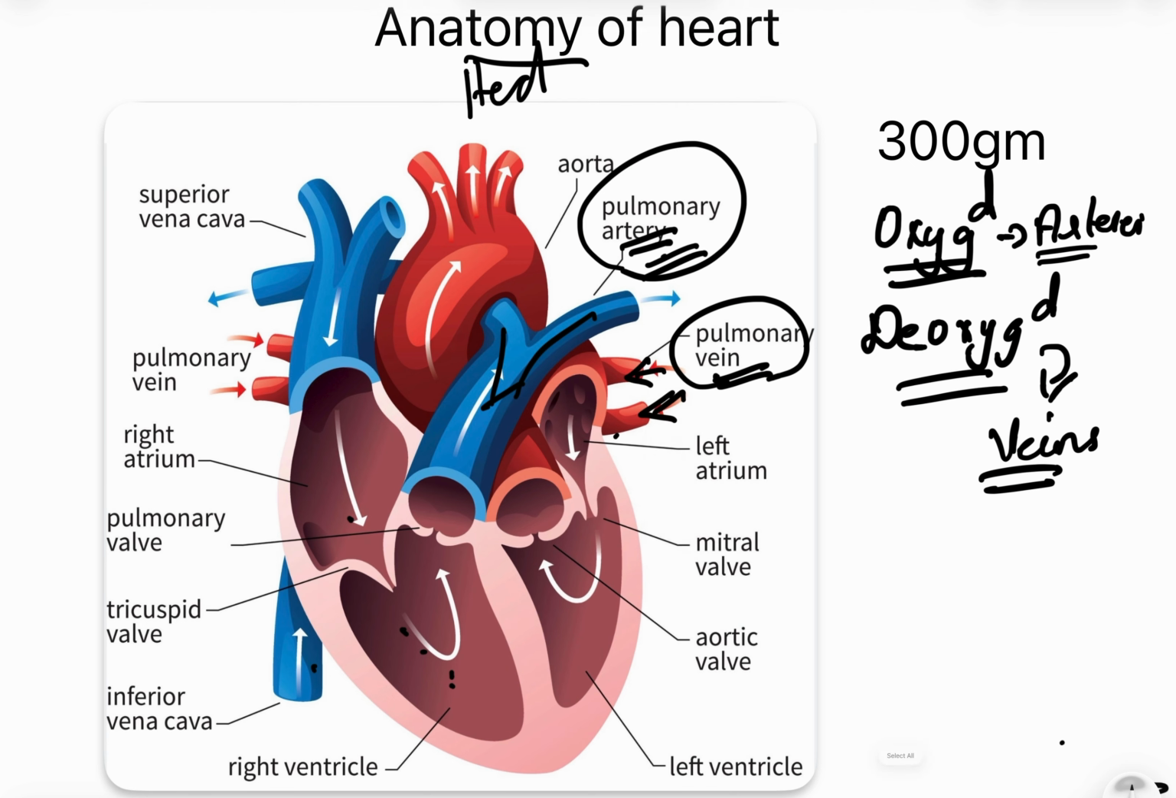Okay, the pulmonary artery carries deoxygenated blood from the heart to the lungs, and the pulmonary vein carries oxygenated blood from the lungs back to the heart. So it is very important to remember that the pulmonary artery and pulmonary vein are an exception when we are talking about any other veins and arteries of the heart.